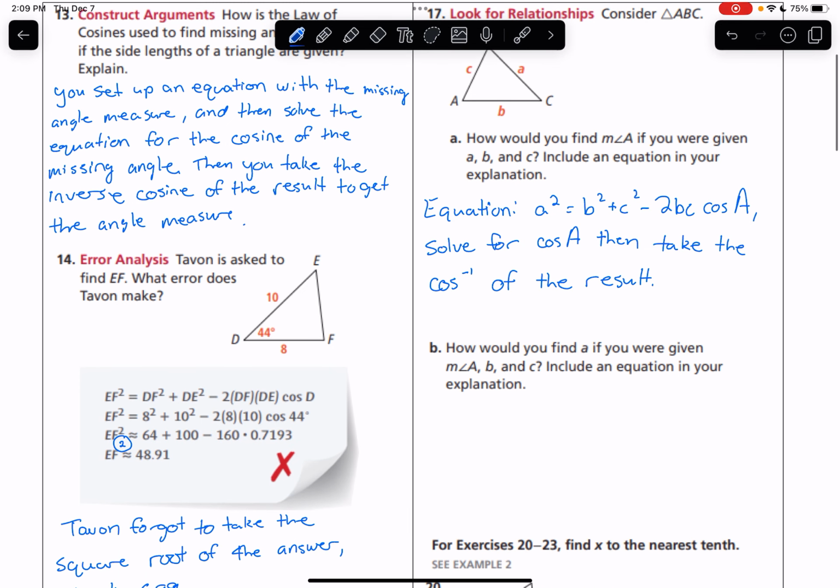If we were given the measure of angle A, side B and C, and we needed to find side A, we would actually use the same equation. But all we would need to do once we got A squared on its own would be to take the square root. So we would set up the equation A squared equals B squared plus C squared minus 2bc cosine of A, and solve for A squared. Then find the square root of the result.